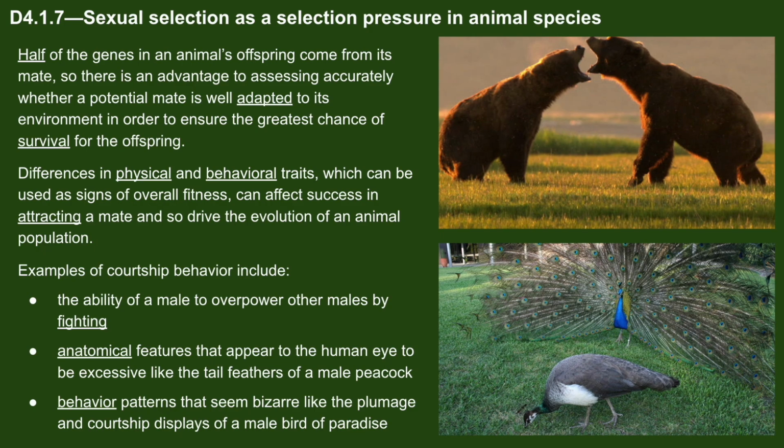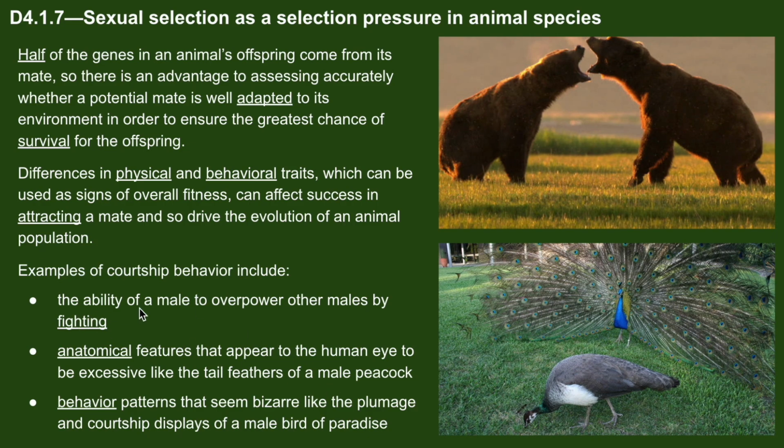Half the genes in an animal's offspring come from its mate, and so there's an advantage to accurately assessing whether the potential mate is well adapted, because that is then going to make your offspring more successful. Courtship behavior allows individuals to determine whether that individual is strong and whether that's going to be a good potential mate.